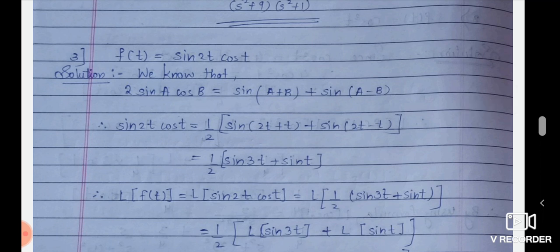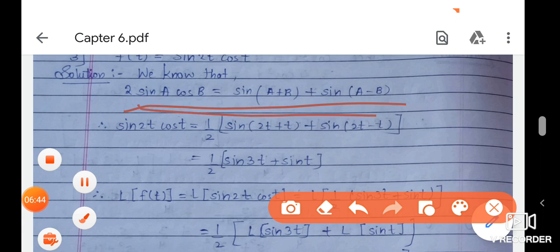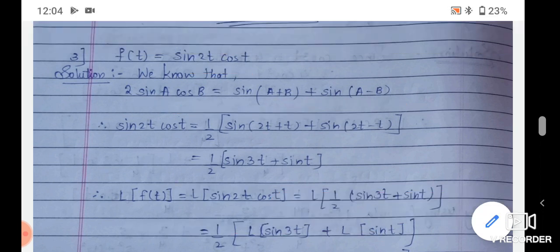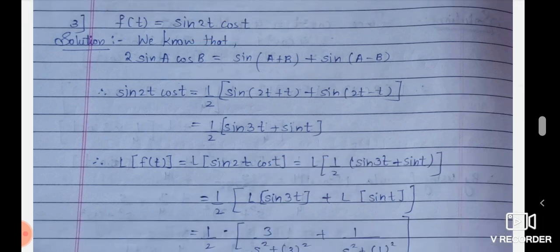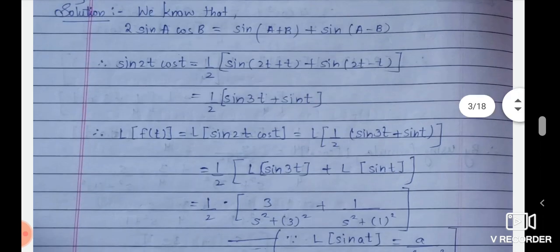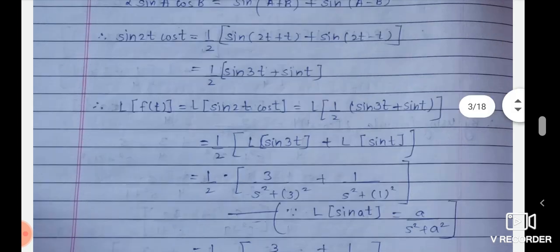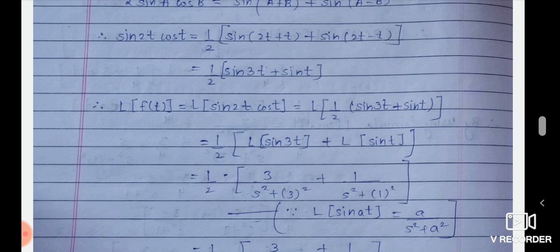So I am using the formula of 2 sine a cos b, because you are having your function sine a into cos b. So I am applying the formula of 2 sine a cos b. So your a is 2t, your b is simply t. So finally you are getting half (sine 3t plus sine t). Now apply the Laplace transform. Open the brackets. Then half is constant, it will be outside.